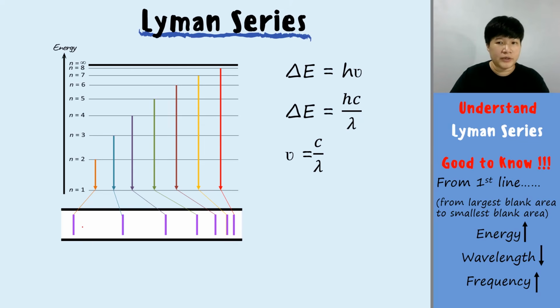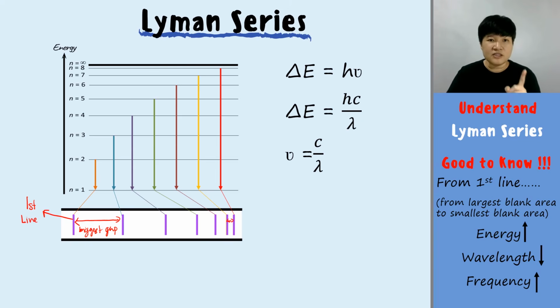Just a kind reminder over here, line spectrum is not necessarily read from the left to the right. There is a way to identify which is the first line of Lyman series. It's the gap. Looking at the gap on the left hand side and the gap on the right hand side, obviously the biggest gap represents where it starts. So this obviously is the first line of Lyman series.